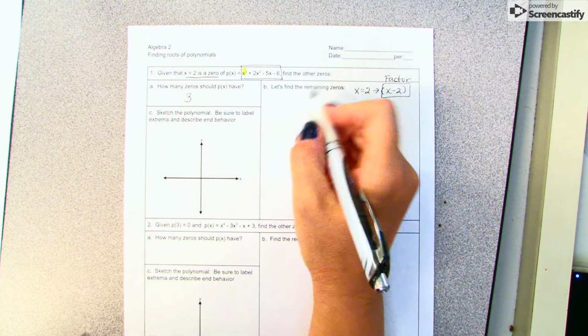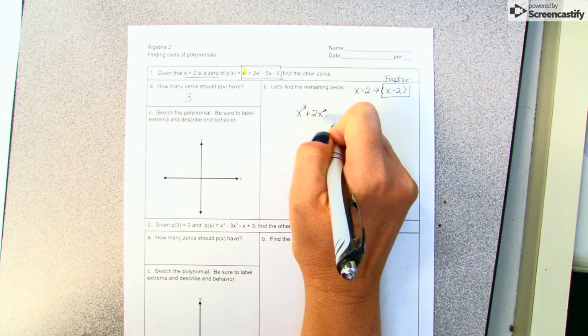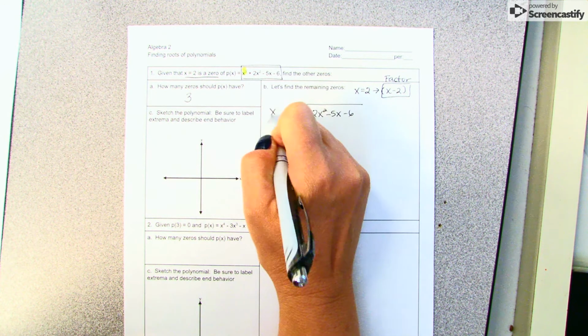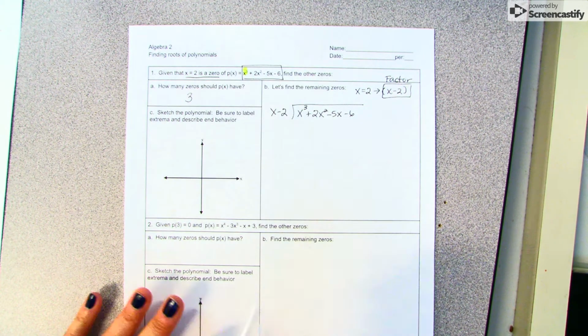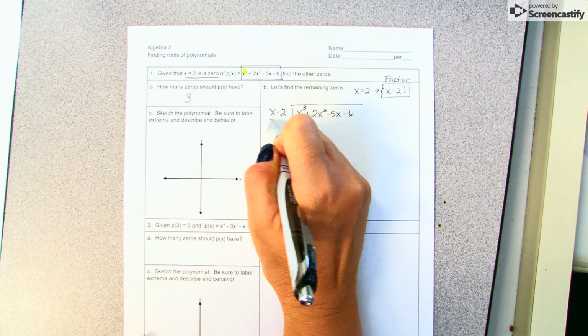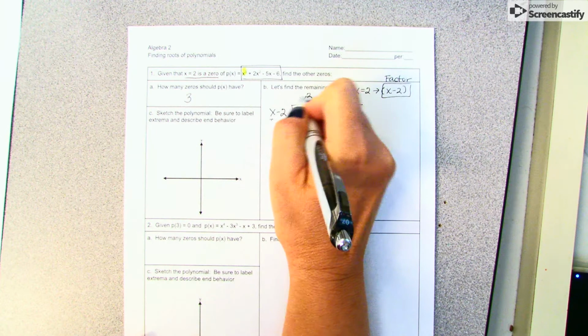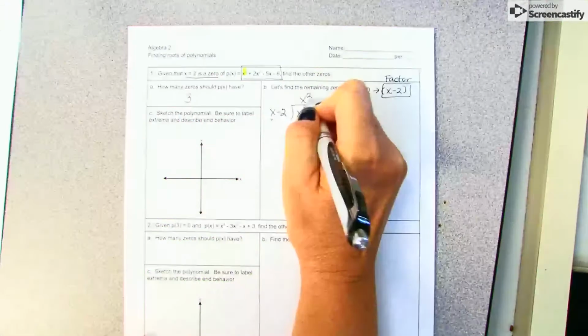So I'm going to put my polynomial in here, and I'm going to divide it by x minus 2. Now you can use synthetic division or long division. I'm going to go ahead and do long division. So remember, you want to see what multiplies with x to get x cubed. It's x squared, and then we distribute. So x squared times x is x cubed. This gives us a minus 2x squared.